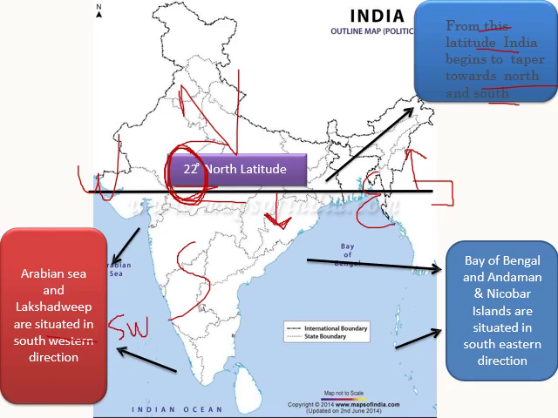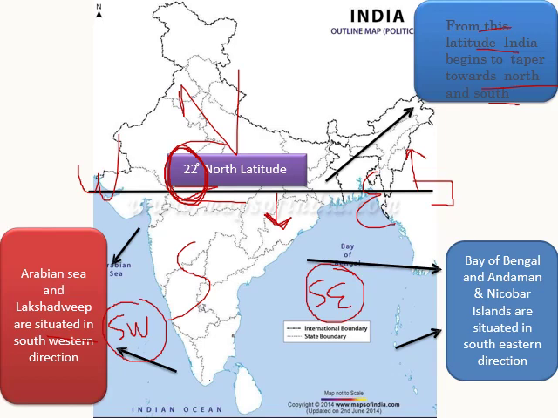Southwestern region. Again, the Bay of Bengal and Andaman and Nicobar, they are located in which region? They are located in the south as well as towards the east of India. So southeast is the Bay of Bengal and Andaman and Nicobar Islands, and southwest is Lakshadweep and the Arabian Sea.